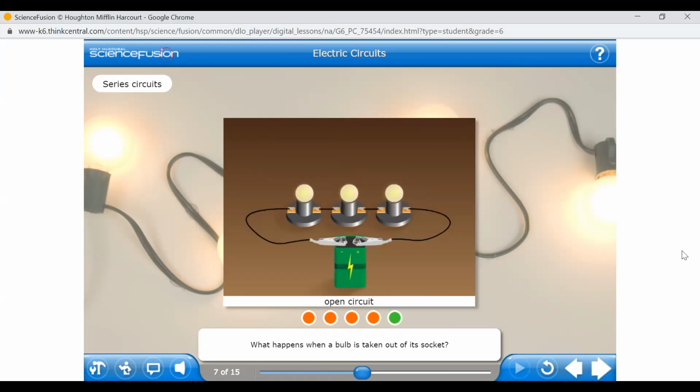What happens when a bulb is taken out of its socket? Notice that all of the remaining bulbs go out at the same time. This is because the circuit has been opened. In a series circuit, there's only one path for the current to follow, and part of that path was through the bulb that was removed. If any part of a series circuit is removed, all current ceases.